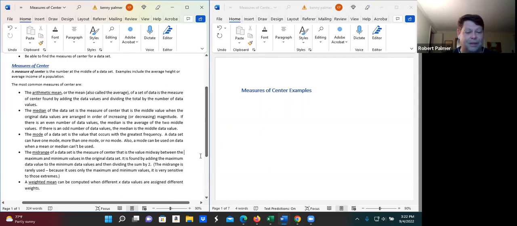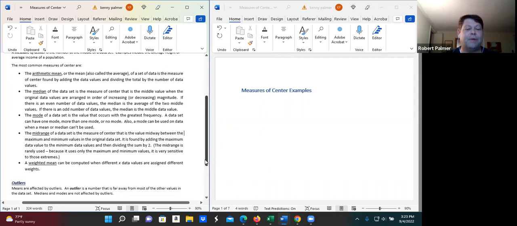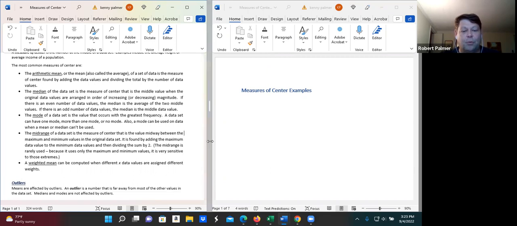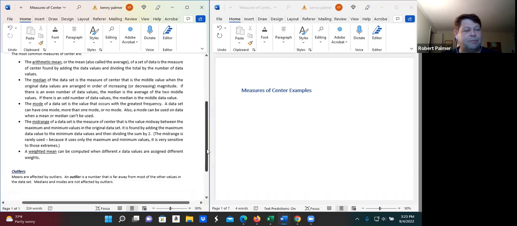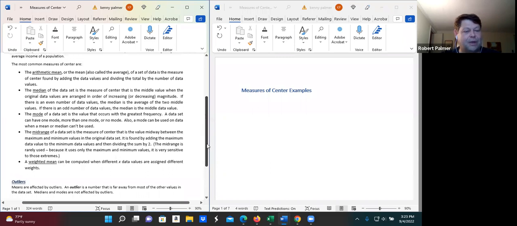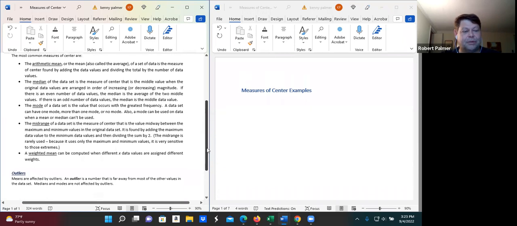And finally, a weighted mean is computed when your data inputs, the different x values, are assigned different weights. A common example of this is a GPA, which we'll do an example of in a moment. And one more thing before we get to some examples is the idea of outliers.